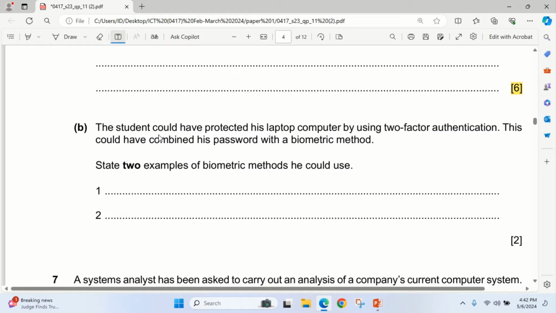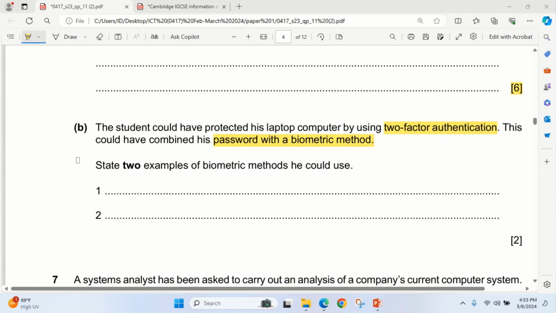The student could have protected his laptop computer by using two-factor authentication. This could have combined his password with a biometric method. Take note when you see this kind of a question. It could have combined the password with a biometric method. So the keyword here is two-factor authentication. So what is a two-factor authentication? This is a method whereby two methods are being combined together to gain access. So it's very important. So that is what we call two-factor or multi-factor authentication.